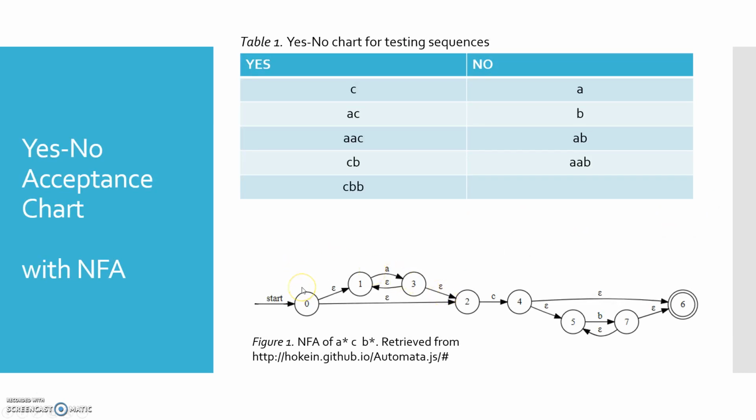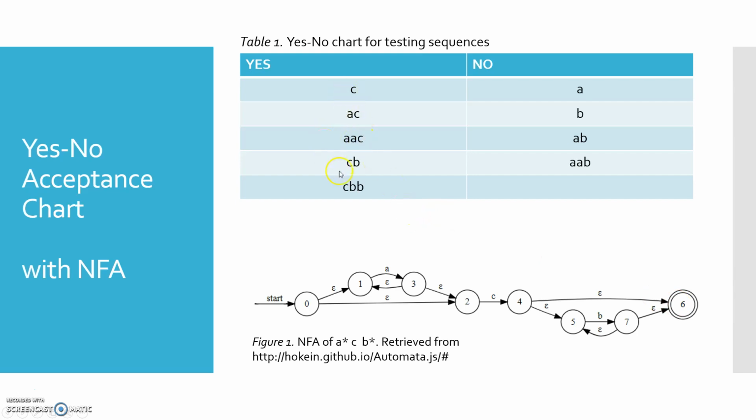So the first step in converting the NFA to DFA is to develop a yes-no chart for testing sequences. In the case I just tested, let's say c: epsilon passes through to state 2, and then c allows you to transition, and then epsilon goes to the acceptance state. And you can have one or more a's, and then a c. So epsilon goes here, one a, then epsilon transition with the c, then pass through.